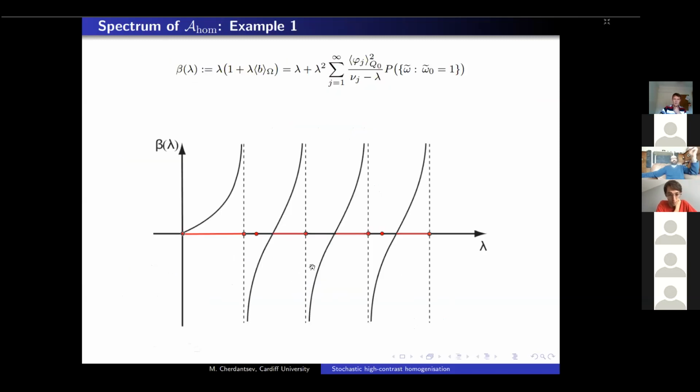So let us move on. I'll just show you the pictures. So the slight difference comes from this random setting, right? When you need to integrate with respect to the probability space, in this simple example, you have inclusions appearing with probability 1/2 in the periodic lattice, so you take exactly the same.